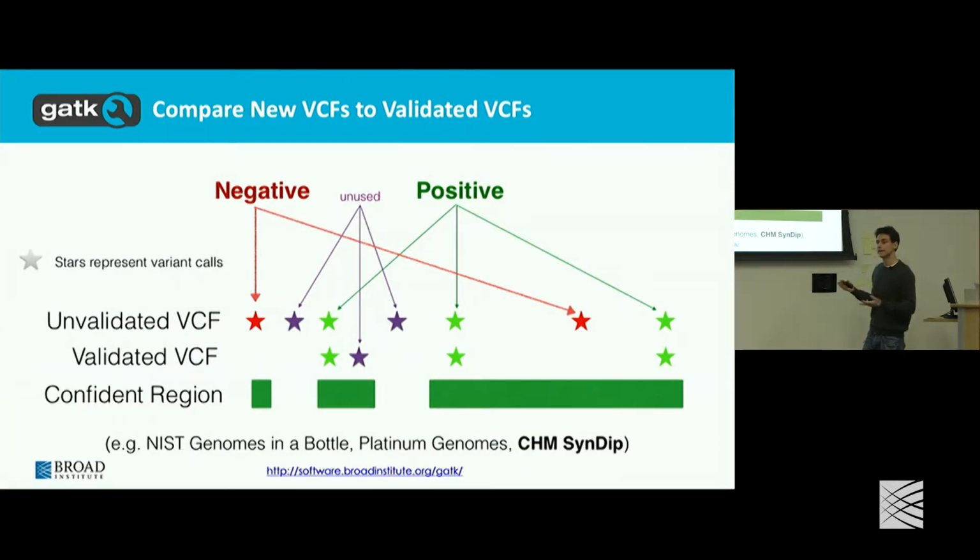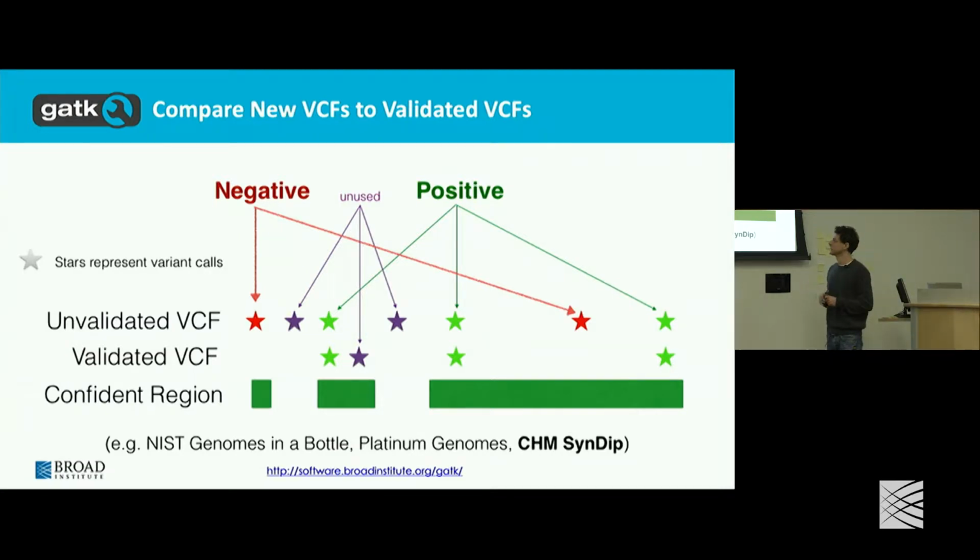Okay, but as I said, for those models, we're going to need truth data. We need a validated VCF that we can trust that tells us what is a good variant and what's a bad variant. So how do we do this? Well, the first approaches were people sitting in a room and looking at IGV and saying what they thought looked like a good variant. But pretty quickly it became clear that that wasn't going to scale. So the first approaches that really scaled were consensus-based.